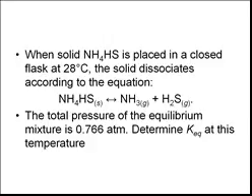Here's another one where we've got some solid NH4HS placed in a closed flask. As we can see, it is a solid. Right away, you have to recognize the solid and not put that into the KEQ equation. They tell us that the total pressure is 0.766 atmospheres. They want to know KEQ. Again, for every one NH4HS that decomposes, you get one ammonia molecule and one hydrogen sulfide molecule. So if the total pressure is 0.766, then each of those must be exactly half that amount.